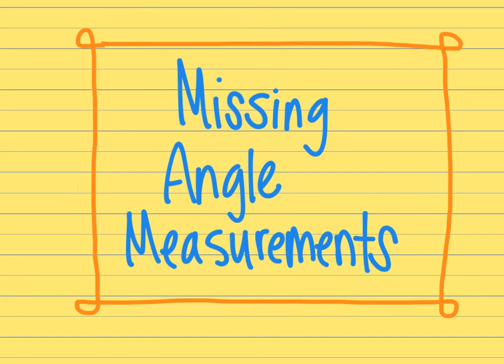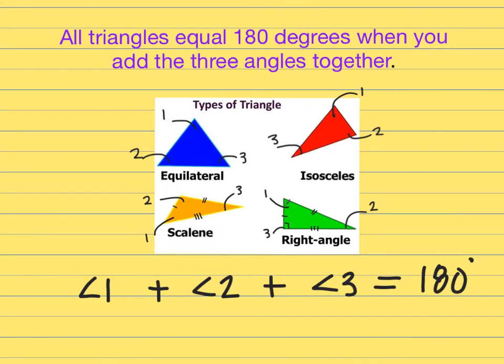This video is going to go over missing angle measurements. We're going to use diagrams with triangles and straight angles and right angles. All triangles, no matter what, when you add their three angles together, have a sum of 180 degrees.